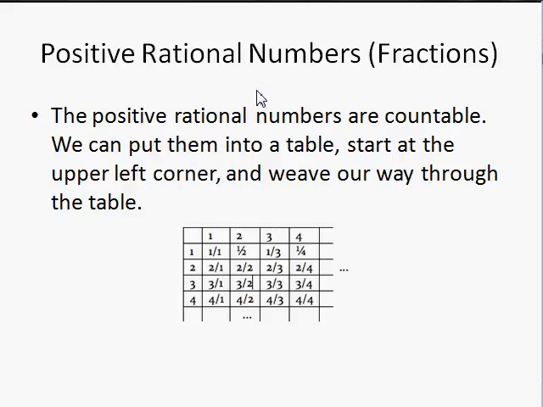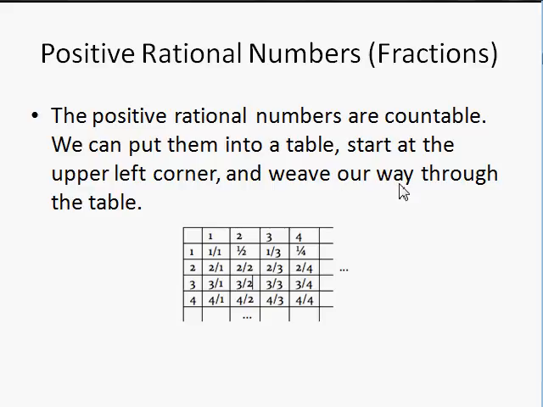Here's another set that's countable. It's the set of all rational numbers. Now remember, a rational number is a number that can be written as a fraction, as a numerator over a denominator. And that is an infinite set, of course, and it's kind of surprising that that set is countable. How would you go about listing all the fractions?